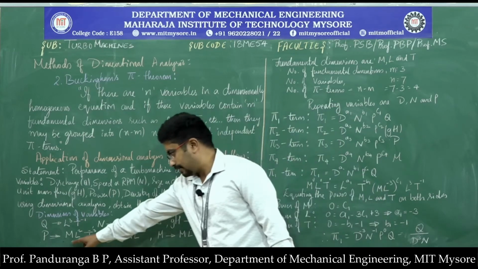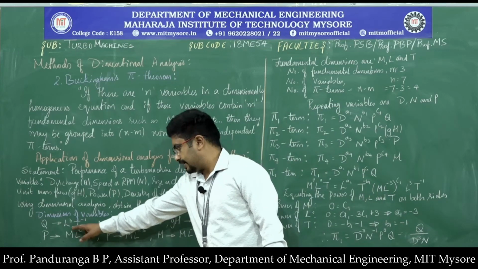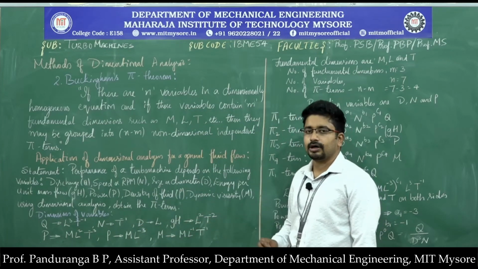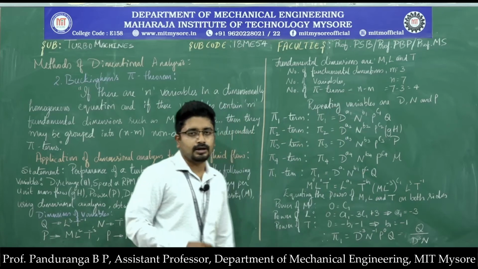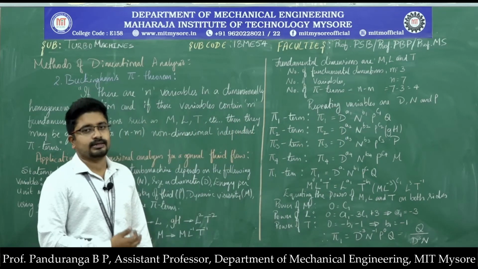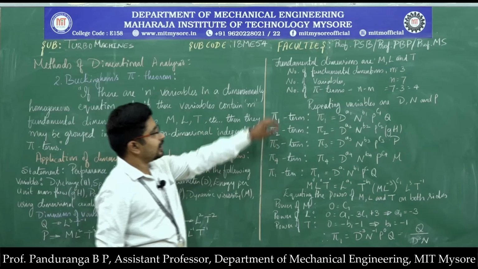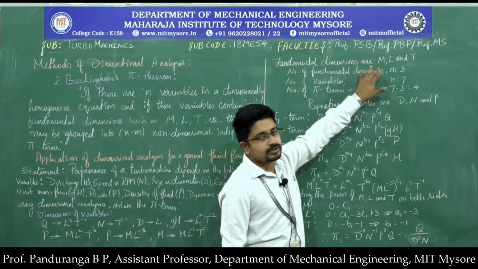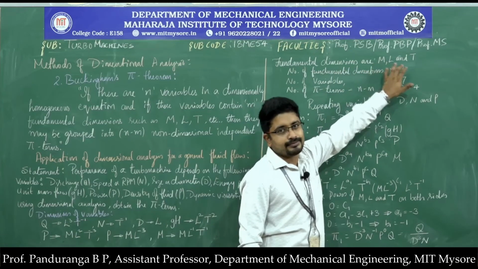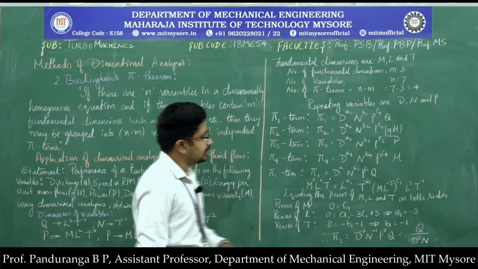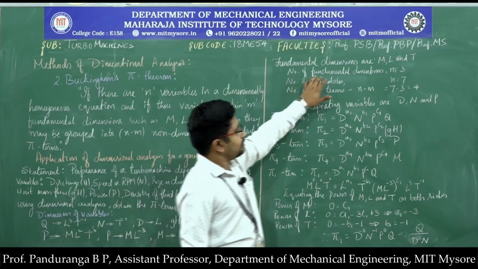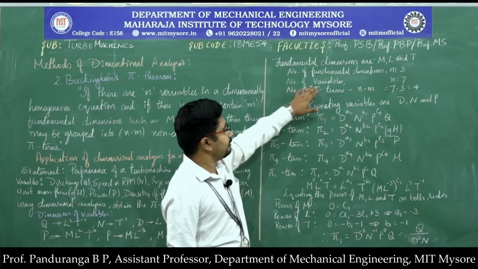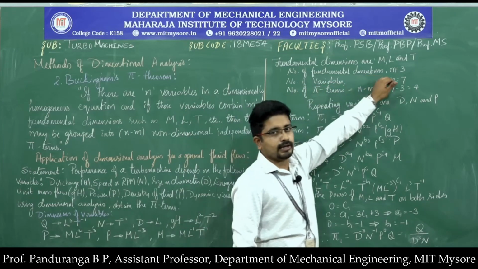Now we will look at the fundamental dimensions present here. The fundamental dimensions which are present are mass M, length L and time t. Only these 3 fundamental quantities are present in all these 7 parameters. So the number of fundamental dimensions m is equal to 3, and the number of variables involved in this process n equals 7.